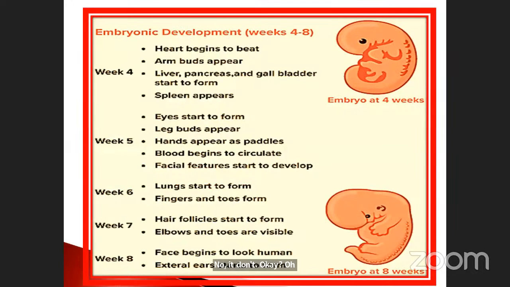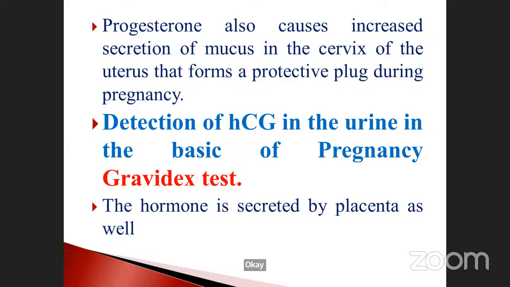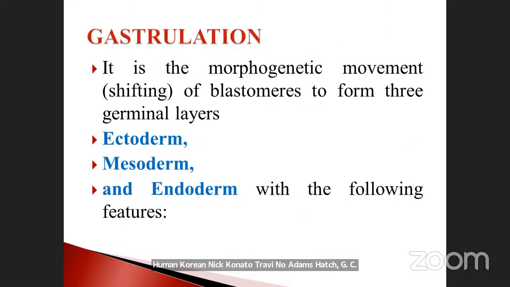What are the stages, how will it be developed? This is very, very important. The test name is called the Gravidex test. The pregnancy test detects which hormone? Human chorionic gonadotropin. Note it down, hCG hormone.